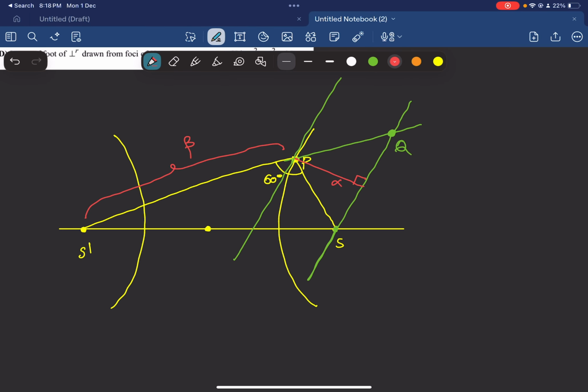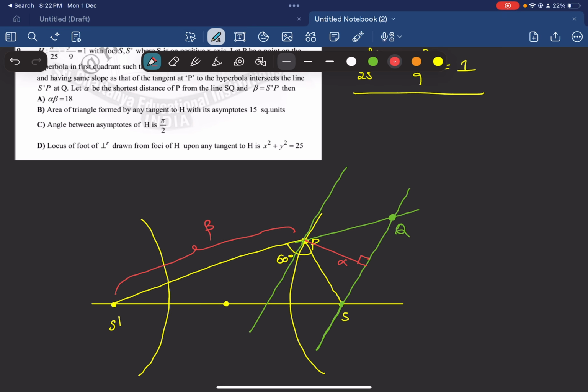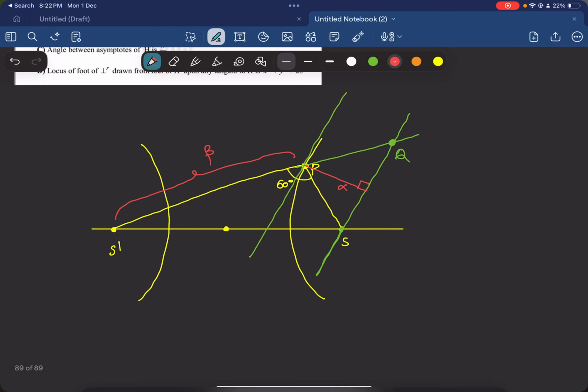Now, you should not spend too much time on this question. You should solve it very quickly, because this is a previous JEE Advanced question. If this length is alpha, then this length is also alpha, because these two green lines are parallel to each other. One more thing: this is a previous JEE question, but just for the sake of explaining the concept once again, I'm going to solve this question.